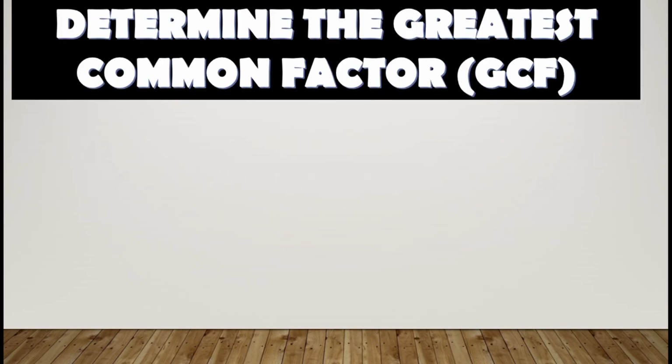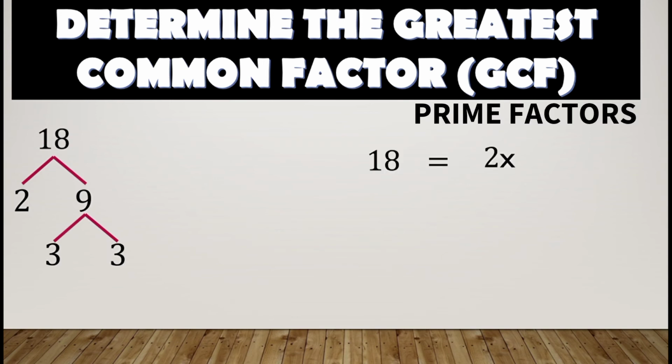So here, factors of 18, we have 2 times 9. 2 is already prime, so we will get factors of 9. And factors would be 3 times 3. So 18 has factors 2 times 3 times 3.